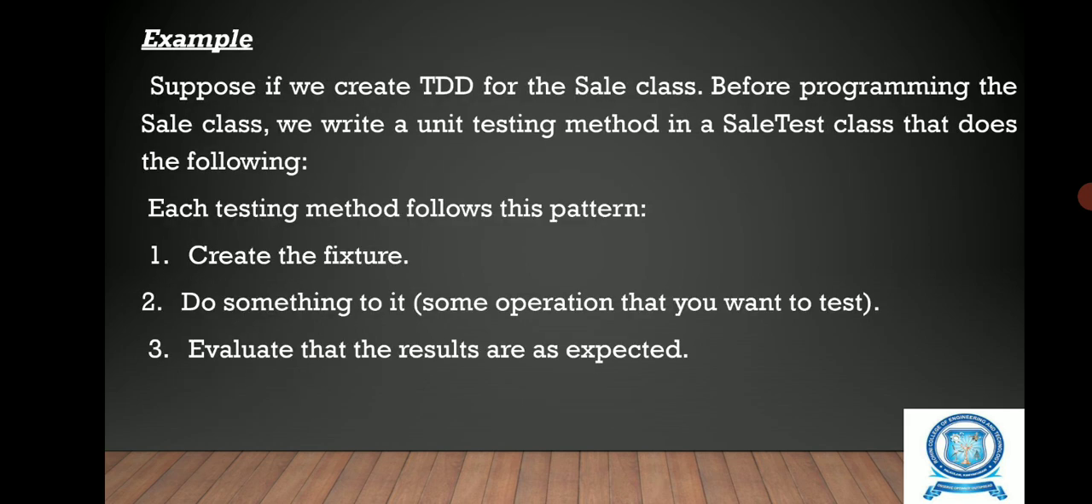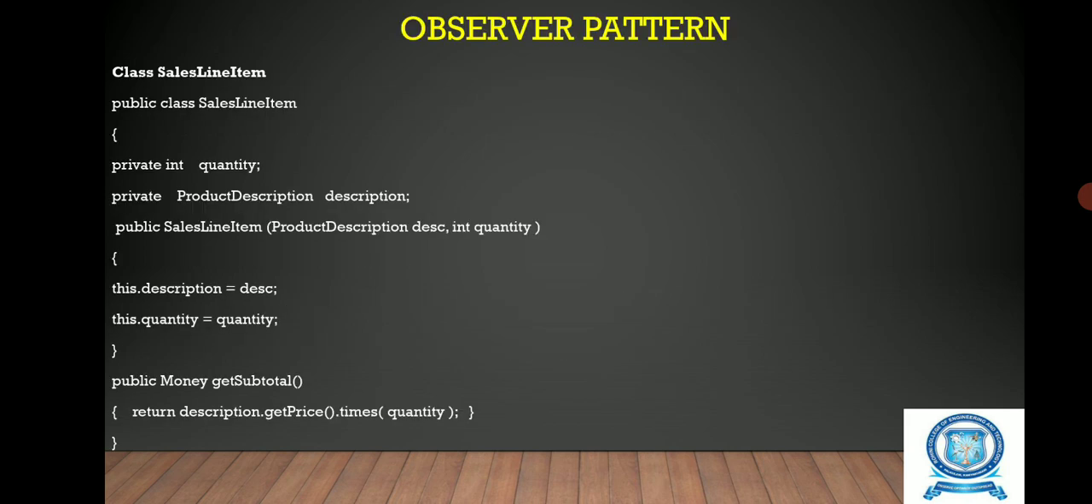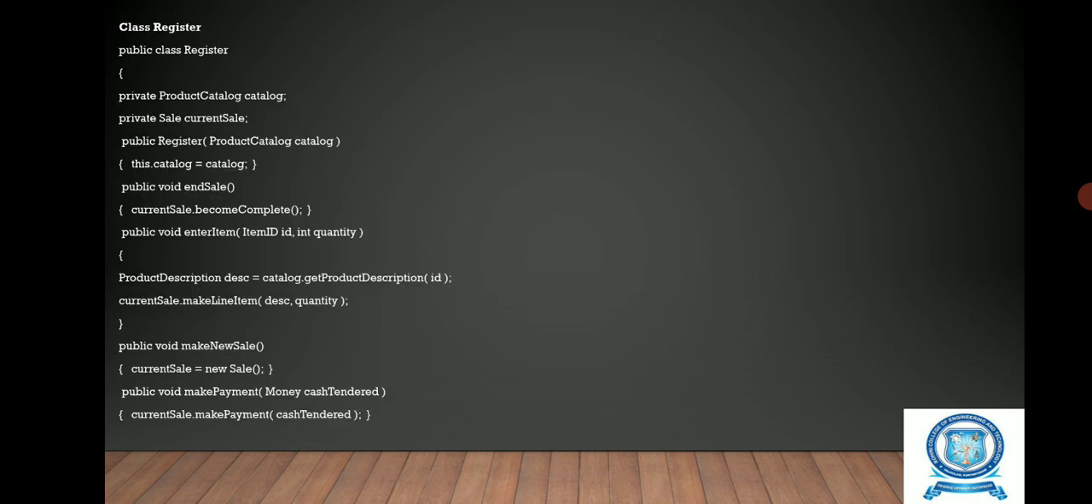For example, suppose we create a TDD for the Sale class. Before programming the Sale class, we have to write a unit testing method in a SaleTest class that does the following. Each testing method follows this pattern: create the fixture, do something to it, and evaluate that the results are as expected. So these are the codings which we retrieve from the classes, and this is for class Register. Similarly, we will make many classes and the code will be generated accordingly. That is the mapping of design to the code.